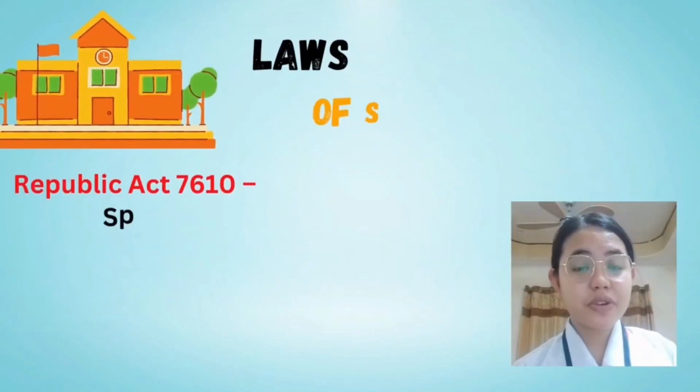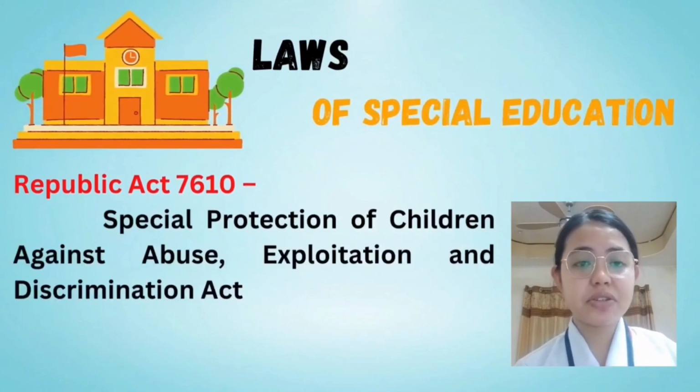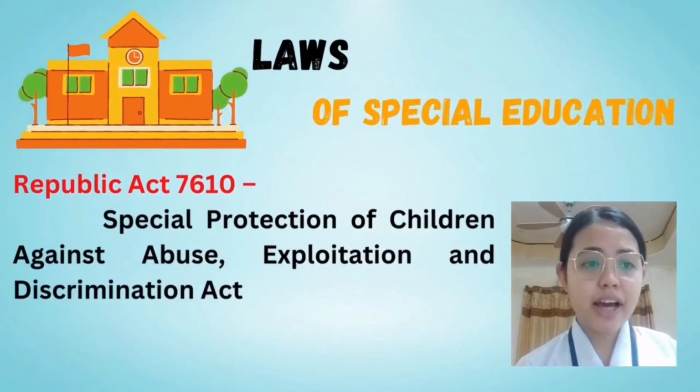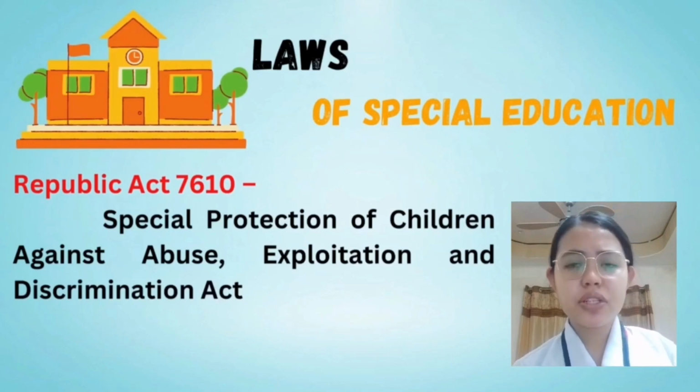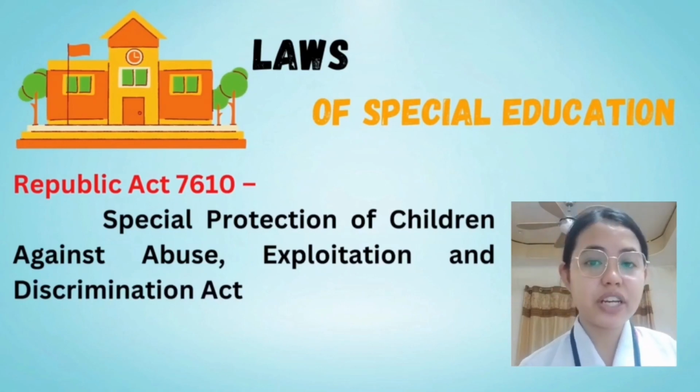We also have the Republic Act number 7610, which is an act that provides special protection to our children in the community here in the Philippines from all forms of abuse, neglect, cruelty, exploitation, and discrimination, and other conditions that we can encounter here in the Philippines regarding our children.